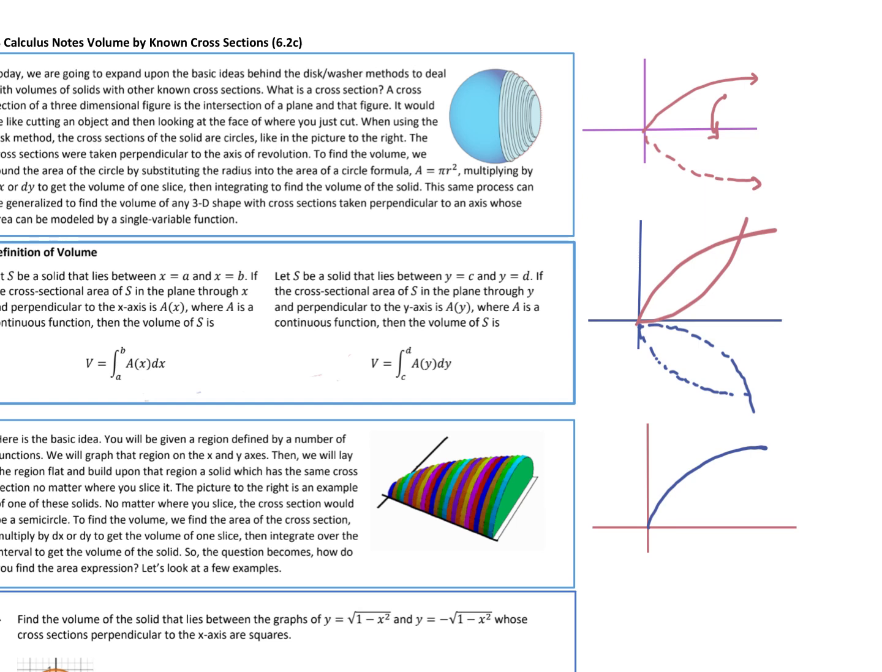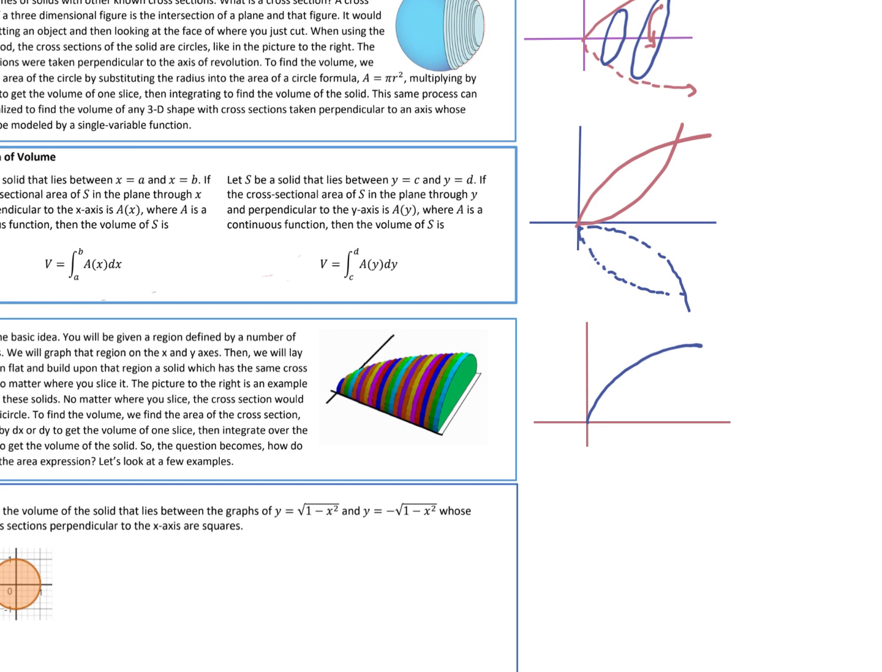All right, in this video, we're going to finish up with volume. If you remember, in the first video, we did the disk method. We took a curve and revolved it around, let's say, the x-axis. We created this solid of revolution and found the volume of it. We created these disks and integrated to find the volume.